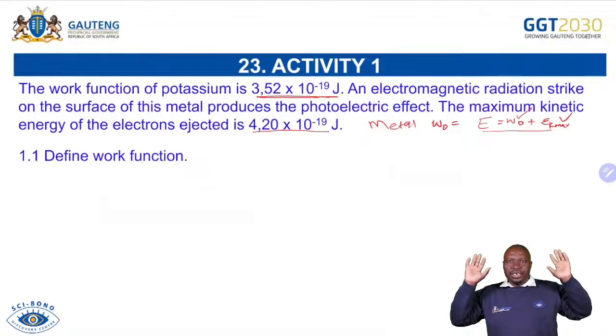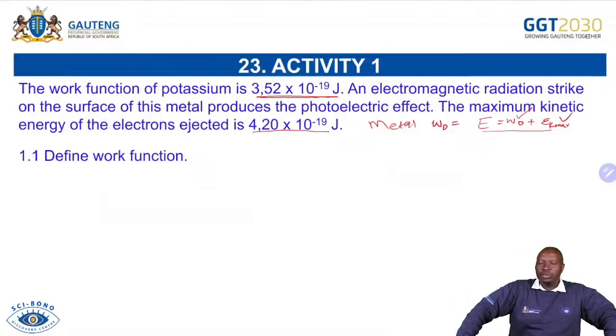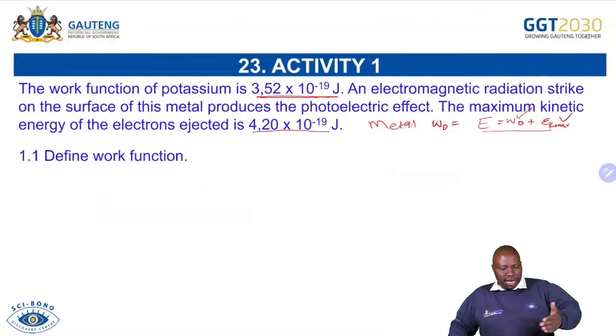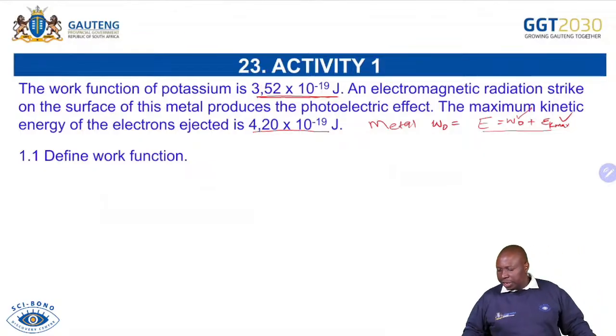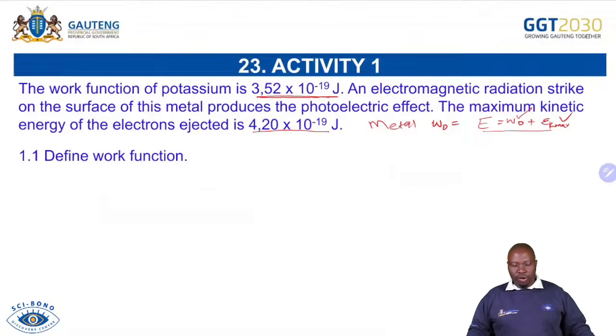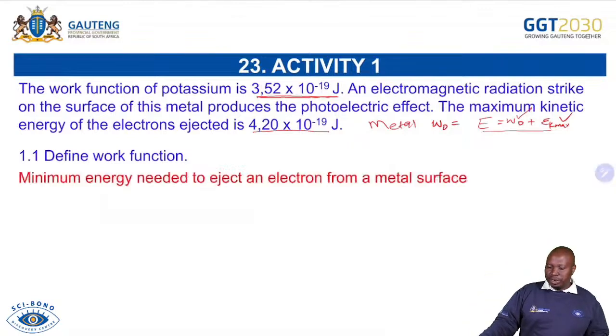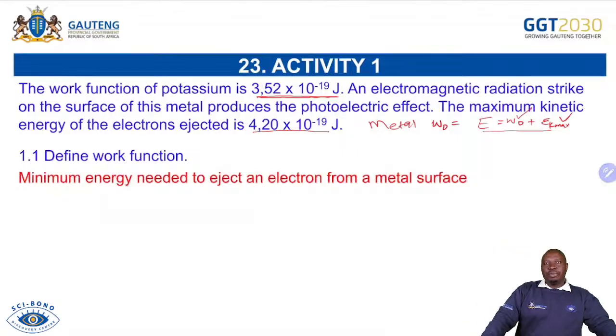As long as you are talking about question 10, the last question of your question paper, you will be dealing with those 5 definitions. In this case, they say define work function, and you know work function we said is the minimum energy that is required by the electron in order for it to be ejected from the metal surface. Minimum energy needed to eject an electron from a metal surface is called work function.